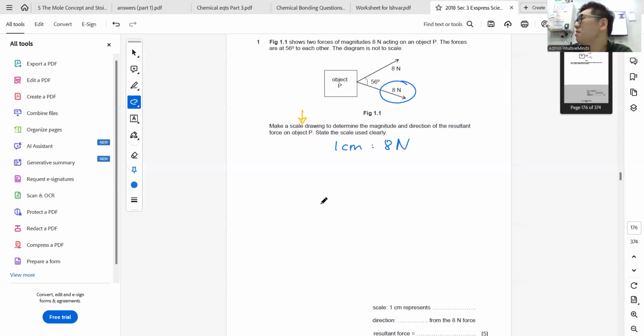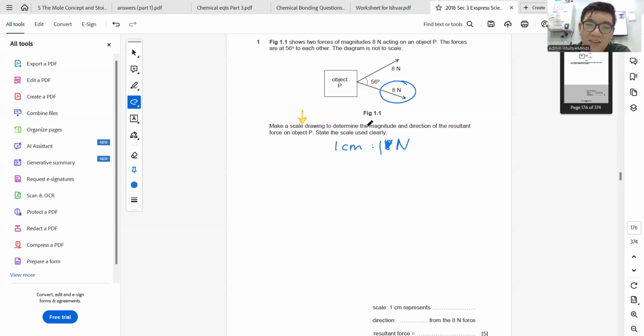Yours looks small. Why does yours look small? 1 cm to 8 Newton. So I did 1 cm to 1 Newton. 1 cm is 1 Newton. Then I did it wrong. So you should be drawing an 8 cm line. I did it wrong.